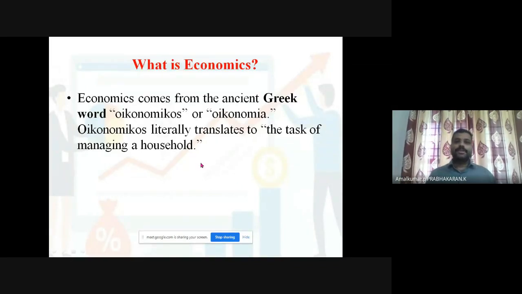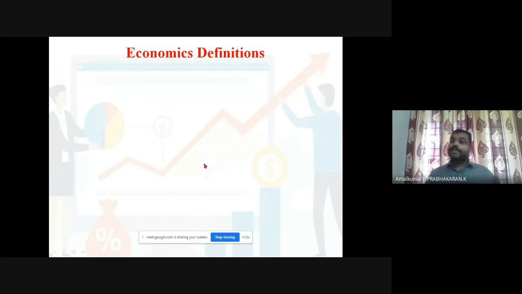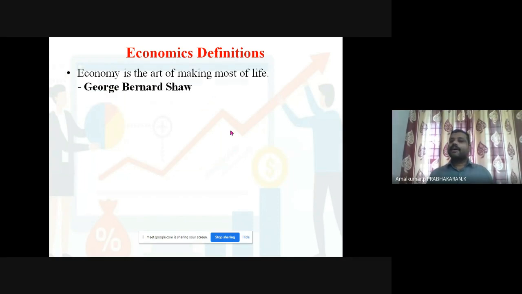Then I am moving to some famous definitions relating to economics. The first one is, economy is the art of making most of life. This definition is given by George Bernard Shaw.